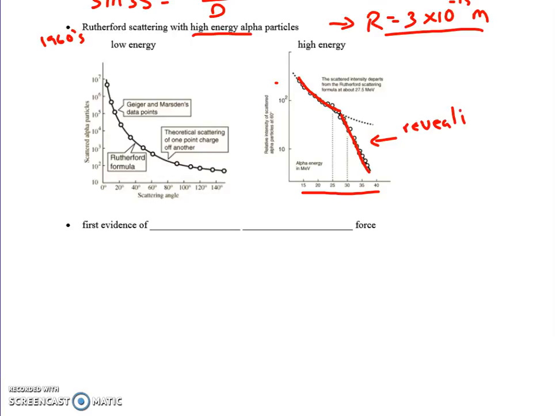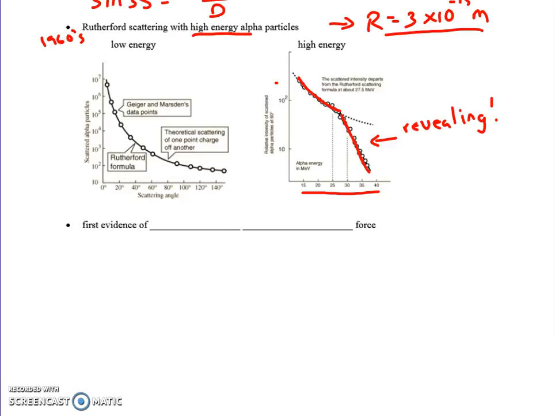What did it reveal? Well, this is getting ahead of ourselves a little bit. But essentially, the particles have so much energy that they're overcoming the Coulomb barrier that would repel them, and they're penetrating deeper into the nucleus. And then they're encountering another force that is causing them to scatter with a different distribution of angles.